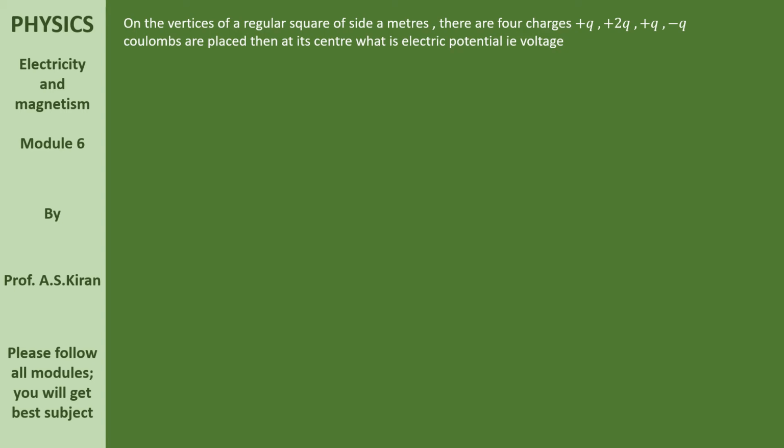That is voltage. I mean, there is a square. On the vertices, 4 charges are kept. Then, what is the potential at the center? Let us observe now. There is a square given, isn't it? What is the side of the square here? A.